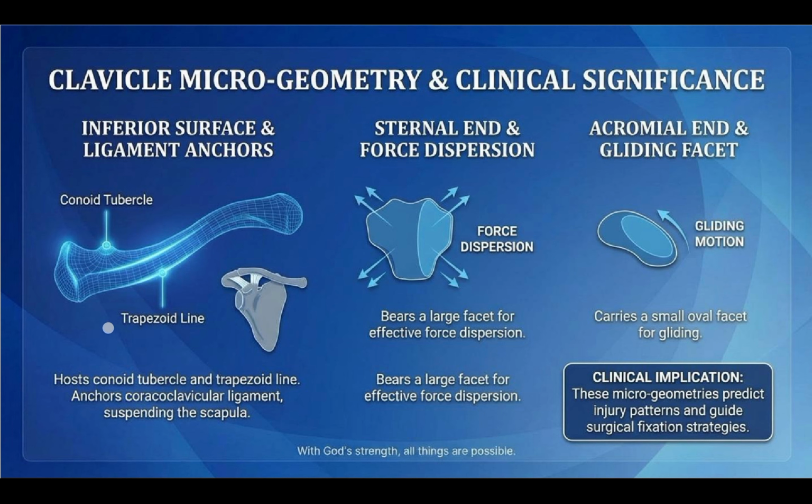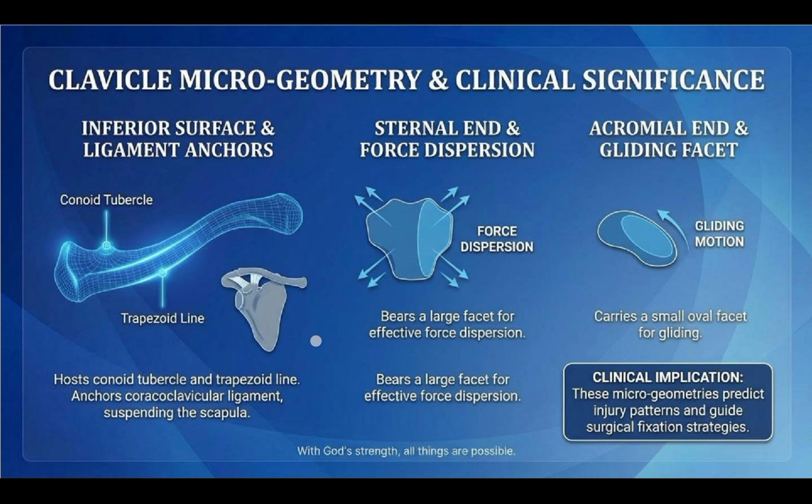So what are they doing? The conoid tubercle provides an area for attachment of what we call the conoid ligament. So if they ask you which area in the lateral clavicle provides attachment for the conoid ligament, it is the conoid tubercle. Another question: which area at the lateral end provides attachment for the trapezoid ligament? It is the trapezoid line. So the conoid tubercle and the trapezoid line anchor the coracoclavicular ligaments, suspending the scapula.